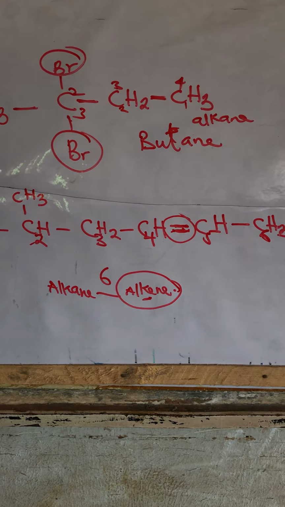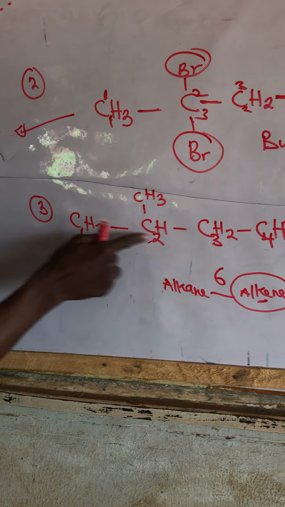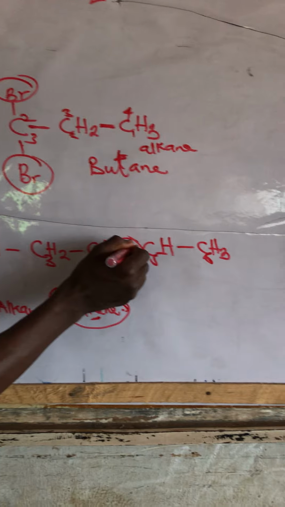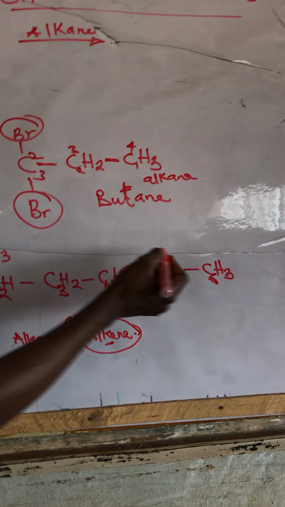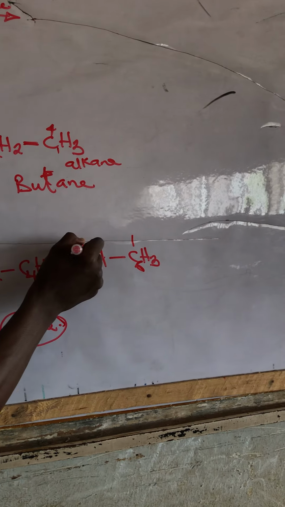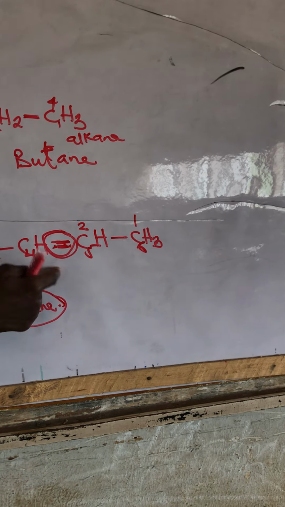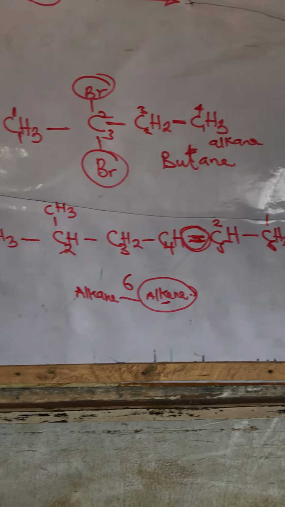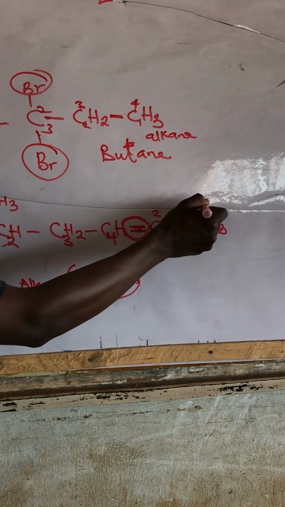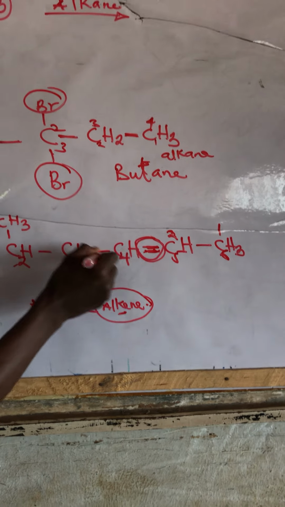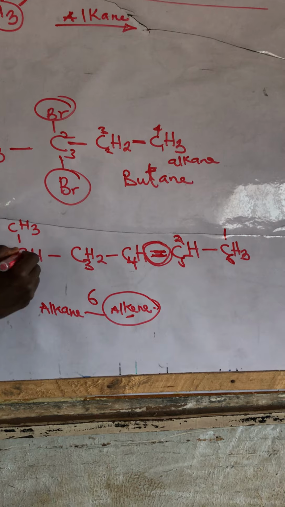If I'm coming from this place, I have it on carbon 1, carbon 2, carbon 3, carbon 4. It is after carbon 4. But here I have it on carbon 1, carbon 2. It is after carbon 2. Definitely, I'm going to start my counting from this place. Now, if I'm starting my counting from this place, I'm going to have carbon 1, carbon 2, carbon 3, carbon 4, carbon 5.